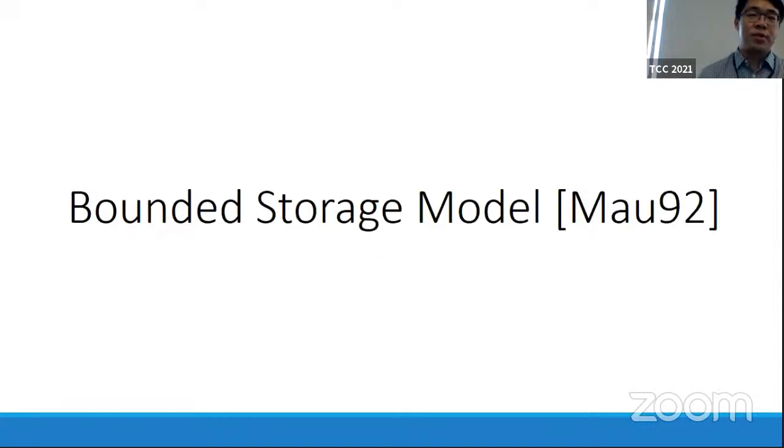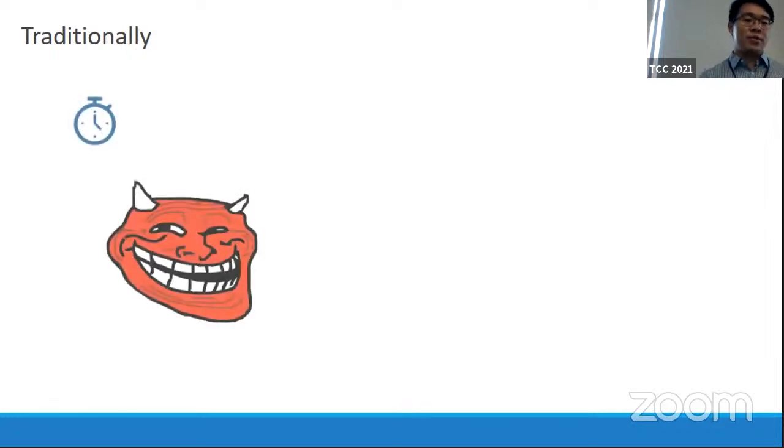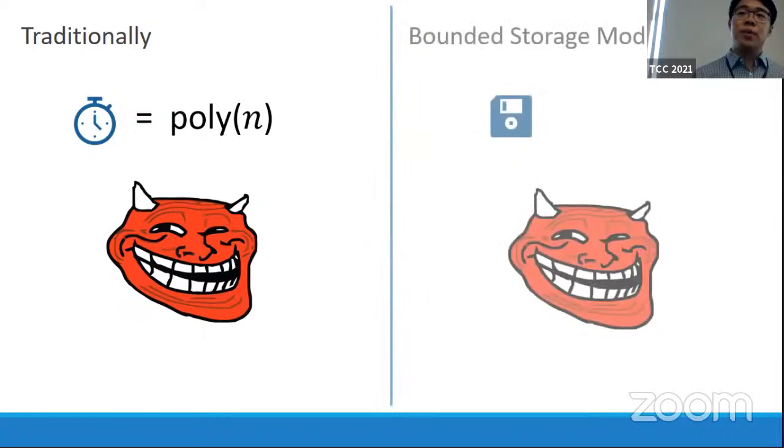We resort to the bounded storage model, first put forward by Ueli Maurer in 1992. What does the bounded storage model say? Traditionally in cryptography, when we talk about an adversary, we imagine the adversary to be time bounded. Namely, the adversary needs to finish its task within time polynomial in the security parameter. However, in the bounded storage model, the adversary can take as much time as he wants, but he is bounded by the total number of memory bits that he can ever use.